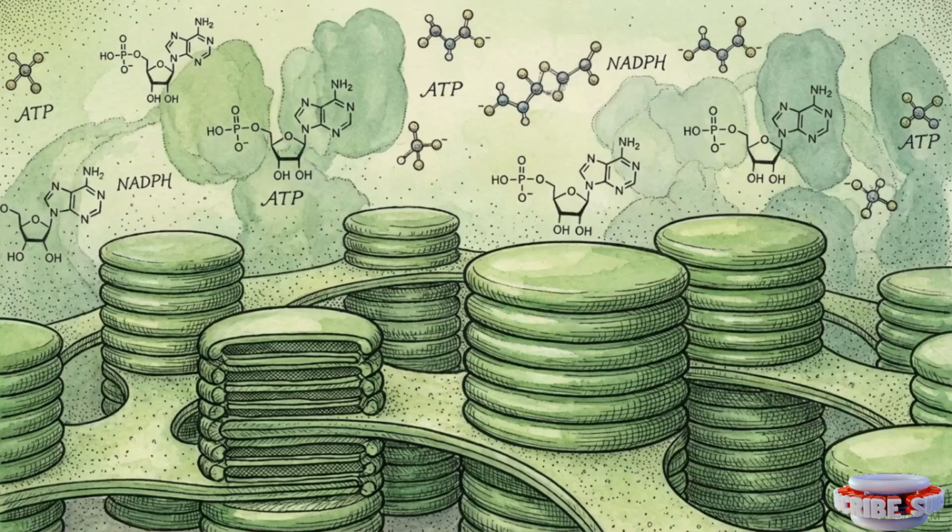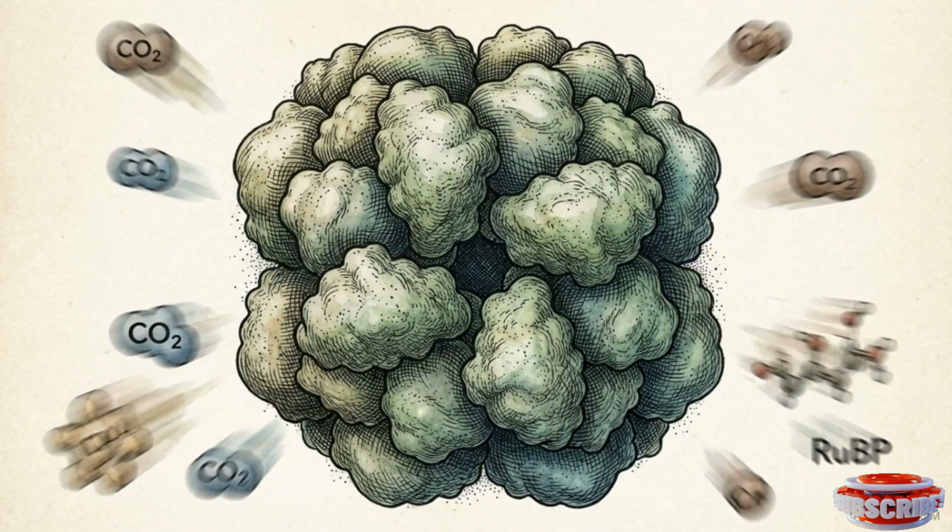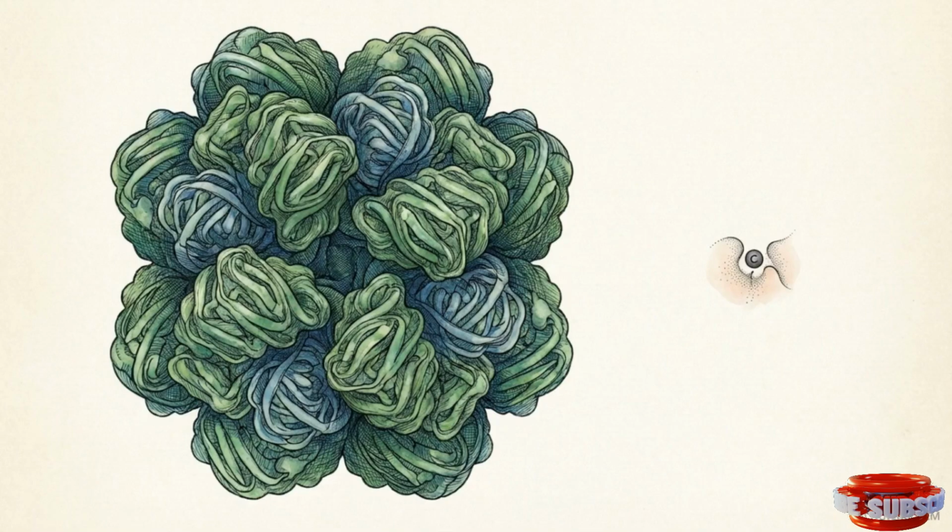These carriers move into the chloroplast stroma to power the light-independent reactions of the Calvin-Benson cycle. The cycle is driven by the enzyme Rubisco. It often accounts for 30 to 50% of the total soluble protein in a leaf, a concentration required to compensate for its slow catalytic rate of 1 to 10 reactions per second.